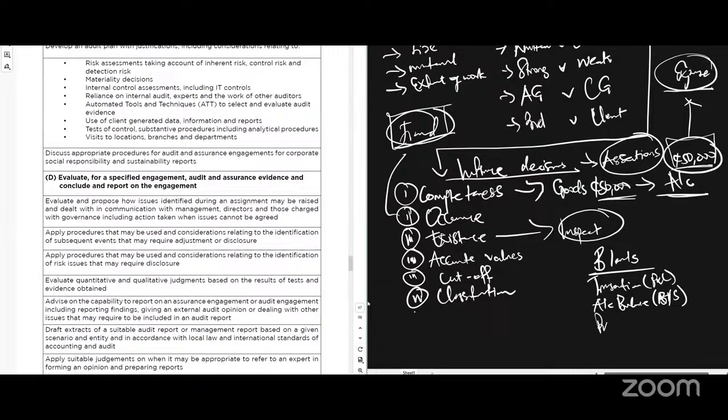Then we have the presentation and disclosure level, which is the notes to the accounts. Each of these assertions fits somewhere here. There are a lot of them: rights and obligations, understandability. There are so many of them. But this is what we use to answer questions.